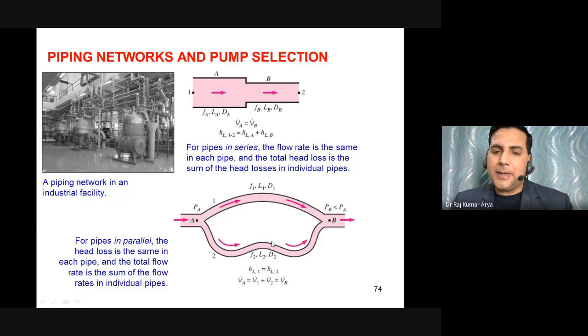So in case of parallel connections, your head losses will be equal in all pipelines. The only thing is your flow rate will get distributed there. Whichever pipe has the longer circuit here, there you will probably have less current, or low current.